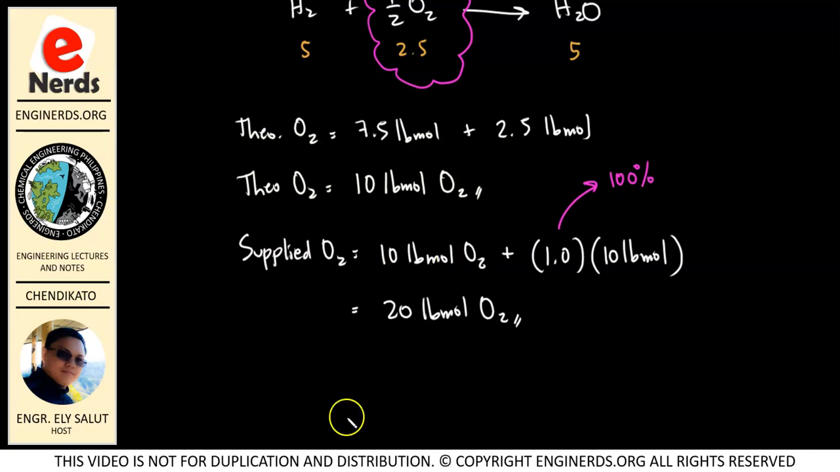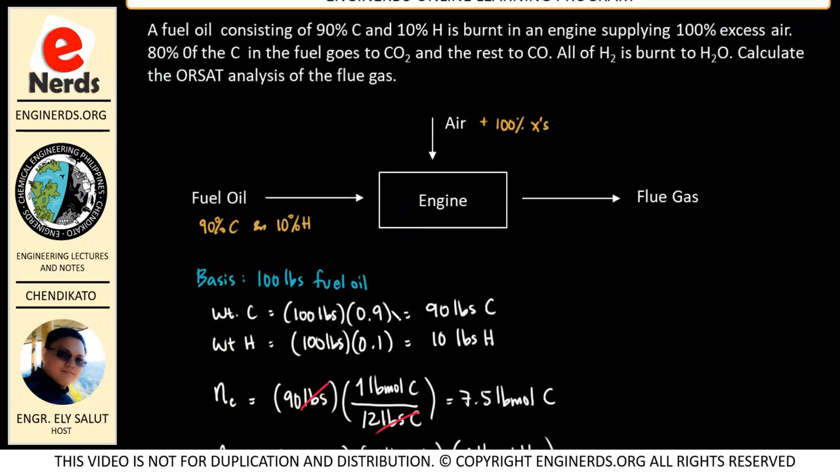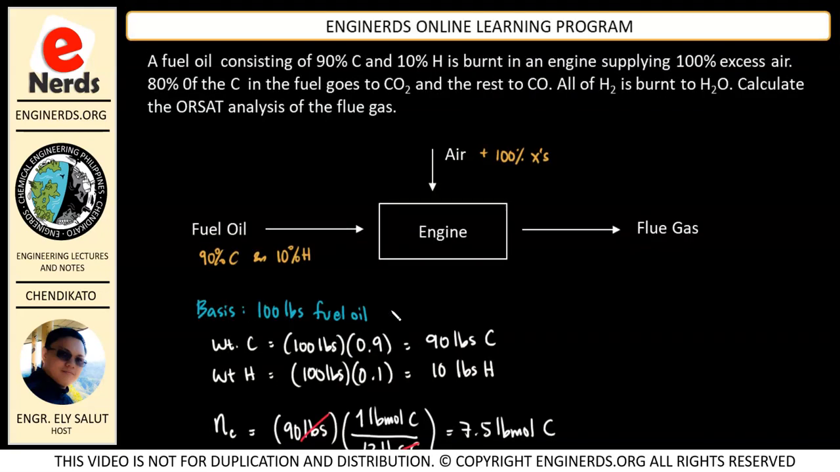Now, why did we get itong supplied O2? Bakit kailangan nating makuha yan? Okay, because we're going to check this, no? If we'll check this material balance here, ano yung magiging component ng ating flue gas? So, alam natin na meron tayong carbon dioxide, diba? So, we have CO2. Then, nagkaroon din tayo ng CO.